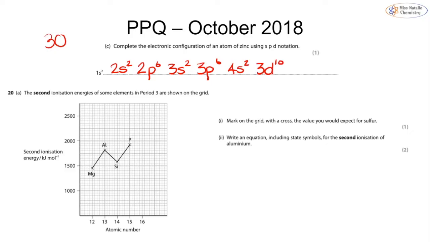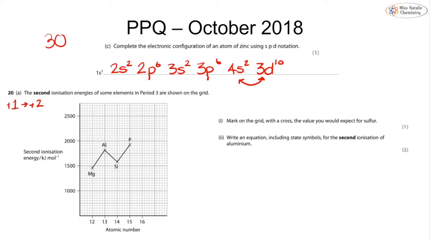So my electronic configuration is 1s2, 2s2, 2p6, 3s2, 3p6, 4s2, 3d10. And the mark scheme will allow you to put these 2 in either order. It does not matter. Then we want to be looking at the second ionization energy. So remember, this is when we're going from a 1 plus to a 2 plus.